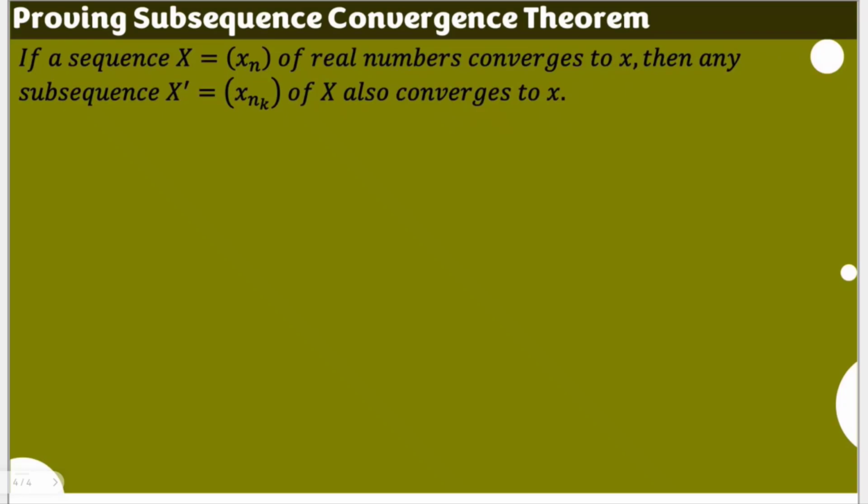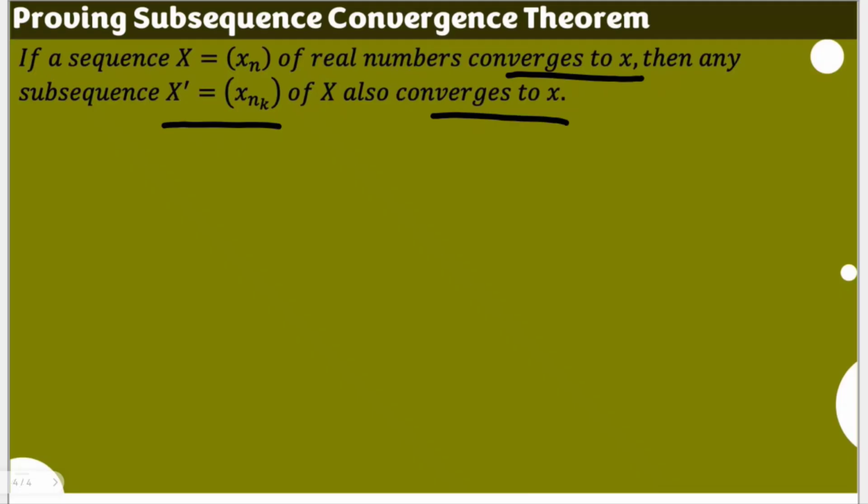After learning subsequences, let's talk about the subsequence convergence theorem. This tells us that if a sequence x sub n of real numbers converges to a certain value x, then any subsequence of that sequence, denoted by x prime or the sequence x sub n sub k of x, also converges to the same limit.